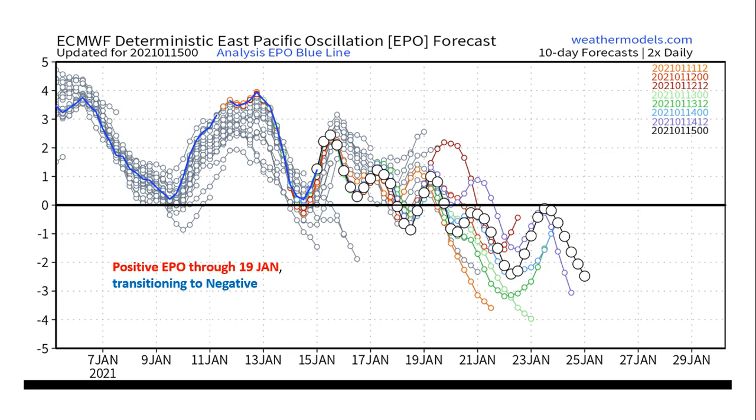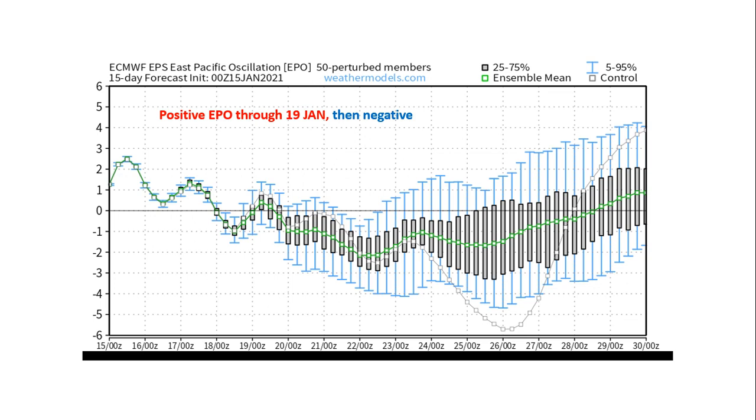European deterministic EPO forecast. This goes out to the 25th of January. Wow, this was like a roller coaster, doesn't it? Up and down, up and down, up and down. So with the European deterministic, we're looking at eventually going down to negative territory. It's positive through about the 19th of January, then it transitioned to negative. European EPO, 50 members, 15-day forecast. This is out through 30 January, showing a positive EPO through about the 19th of January, and then turning negative after that for quite some time too.